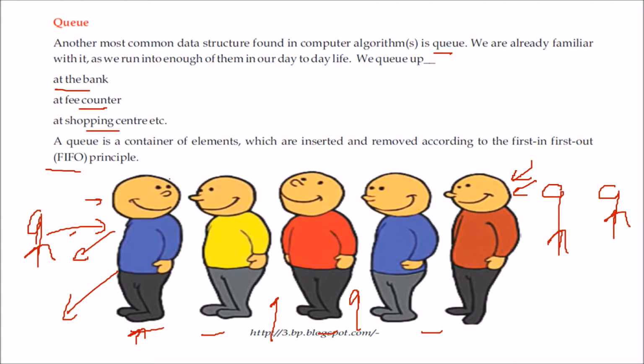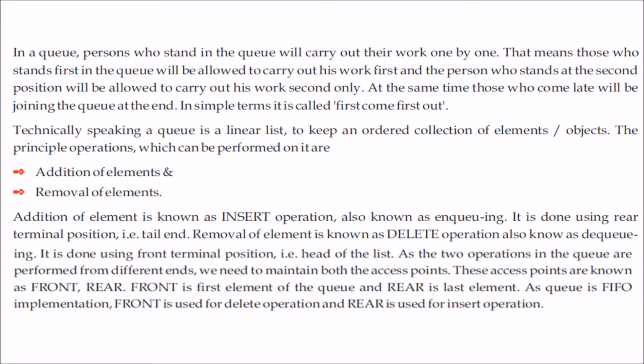And the person who has come first, as he is relieved, this person becomes the first here, right? And in a similar manner, when this one has come, he has to wait till all these are served. Queue is a data structure where first in, first out is done, and there are two possible operations that can be done. First is the removal of elements from the list.